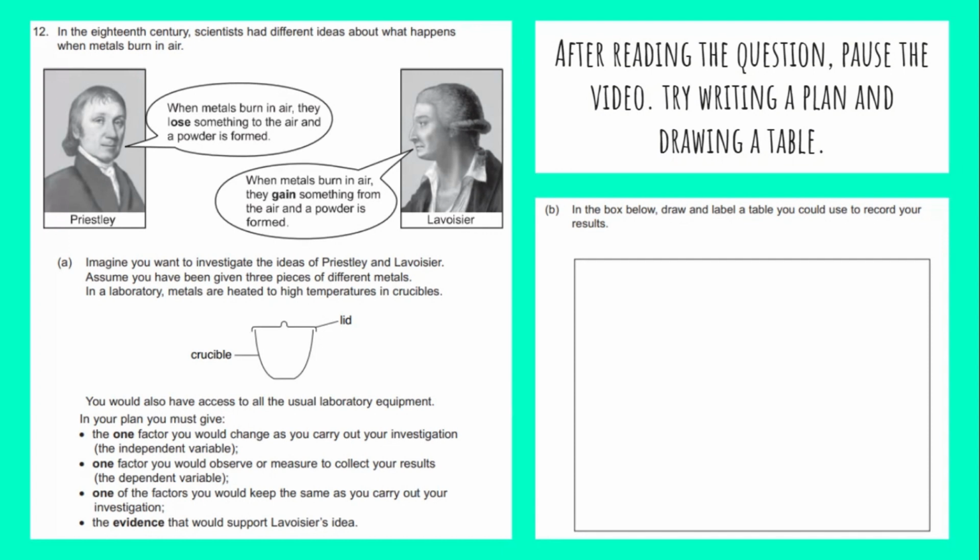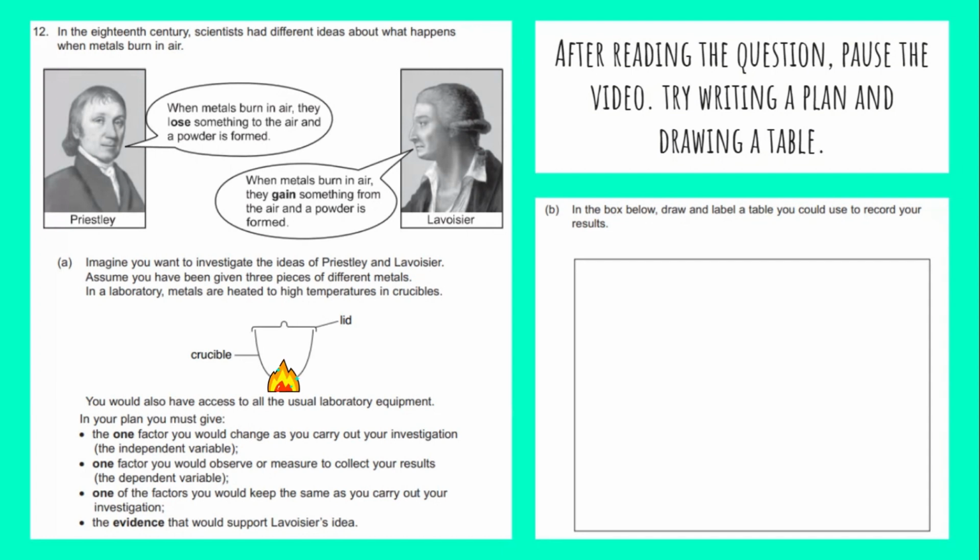You can assume that you've been given 3 pieces of different metals, and in a laboratory, metals are heated to high temperatures in crucibles. You can also assume that you have access to all the usual laboratory equipment, measuring balances, Bunsen burners, tripods, and so on and so forth. In your plan, you must give the one factor you would change as you carry out your investigation. That's called the independent variable. You must also give one factor you would observe or measure to collect your results, the dependent variable.